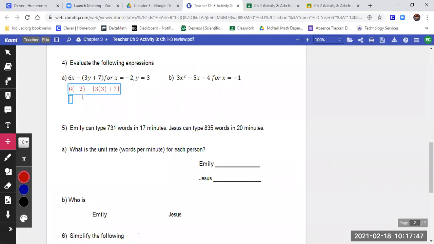What part of this do I have to do first according to my order of operations? Because right now, all I did was substitute the numbers in. I haven't done anything yet. What piece do I do first math-wise? What piece do I do first according to the rules?